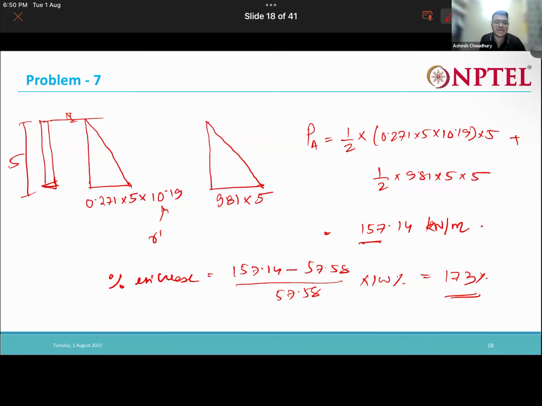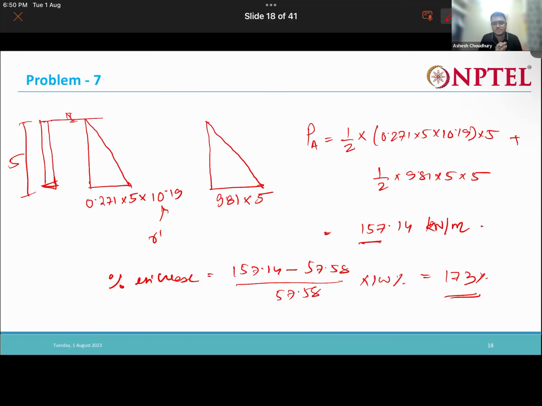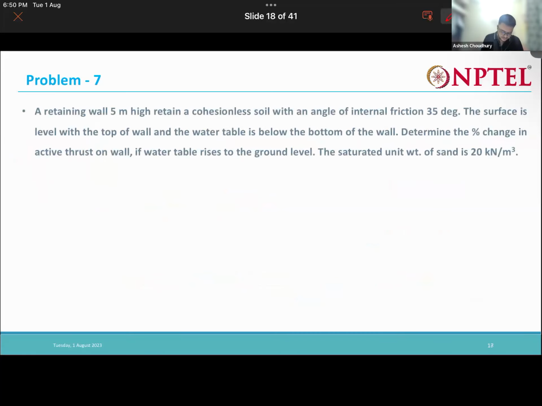So water is actually very dangerous. We cannot allow water to remain in the soil. We cannot have the backfill soil of a retaining wall in submerged condition. It's very, very dangerous.